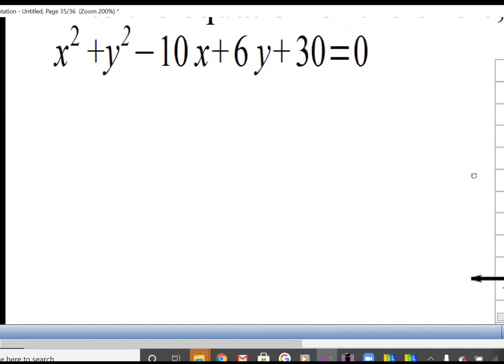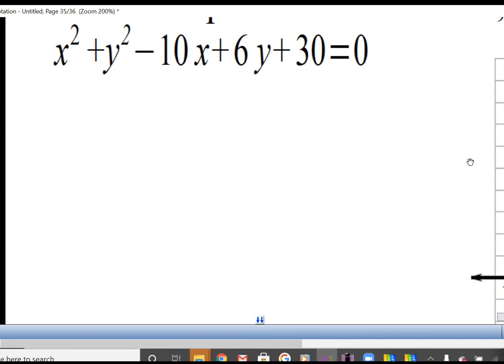Now, in order for us to make this one look like a standard form equation, we need to do a process. That process, guys, I've been giving you and having you practice so much that it's already in your noodle. That process is called completing the square. You're like, oh, snap, Mr. Q. Yes, that's why I gave you plenty of practice, okay?